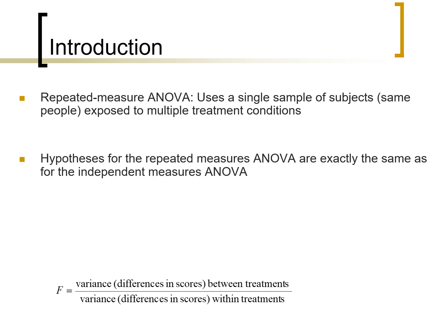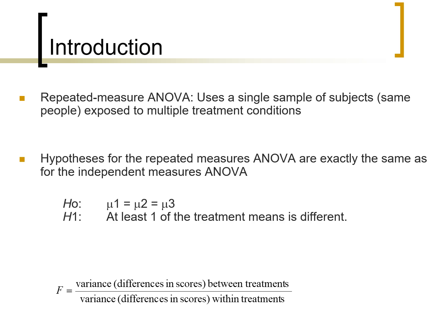So basically, the hypotheses for the repeated measures analysis of variance are exactly the same as the independent measures ANOVA. The null hypothesis is that there is no difference between any of the time 1, time 2, time 3, or however many more populations there are. And the alternative hypothesis is that at least one, and potentially more than one, of the means is different.